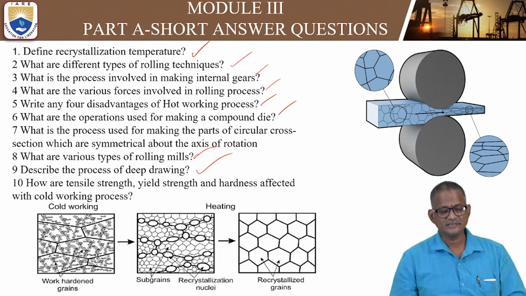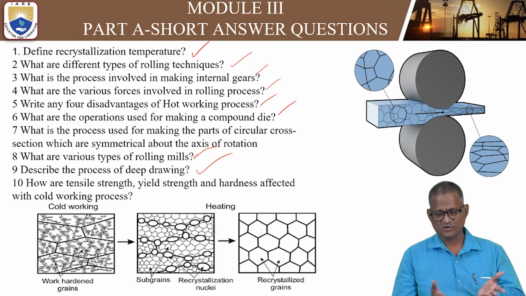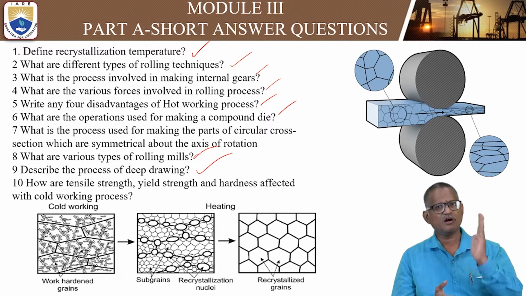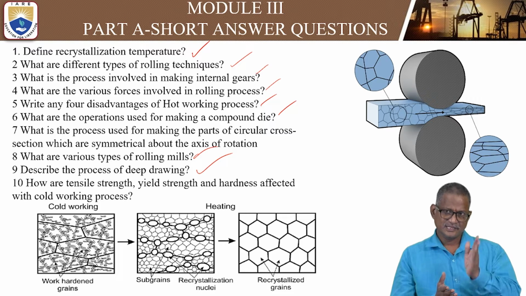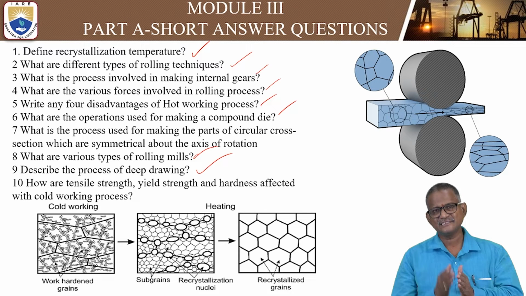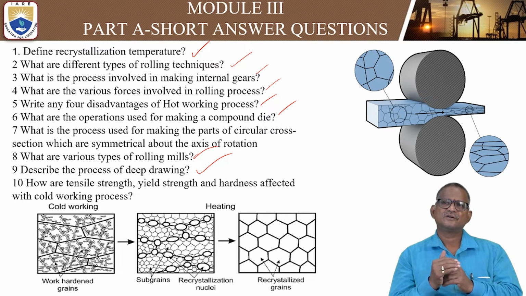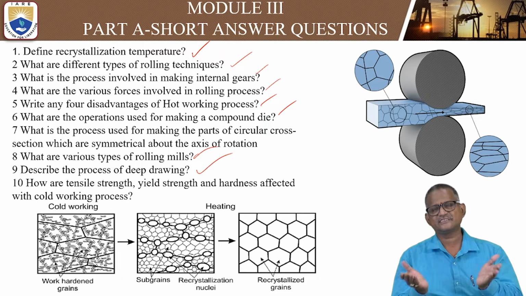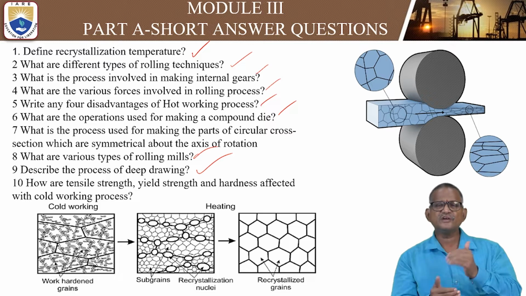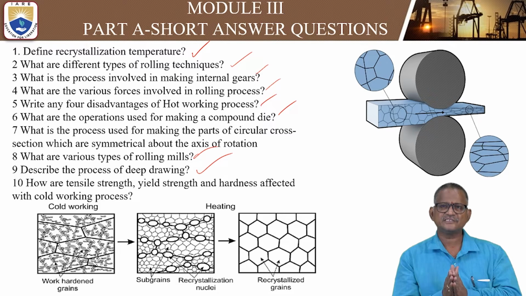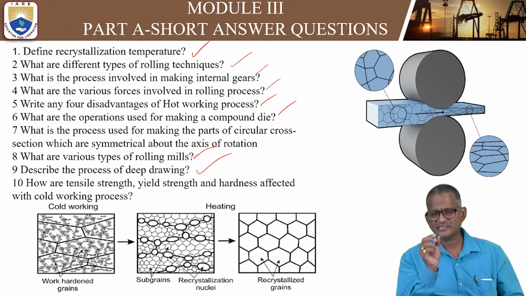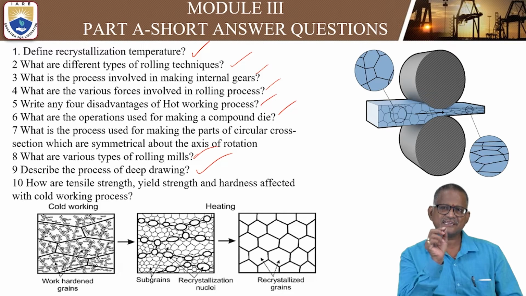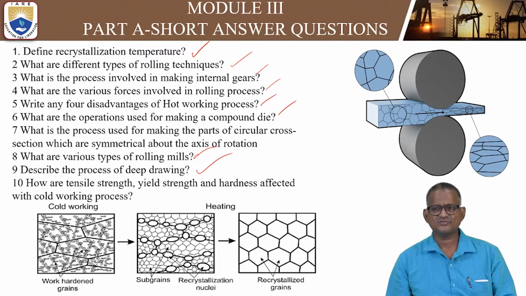Even you can see the cold working. The basic difference between hot working and cold working is that hot working is the process where the metal is heated above its recrystallization temperature. Below its recrystallization temperature, we call it a cold working process. That is the only difference: the recrystallization temperature distinguishes hot and cold working.